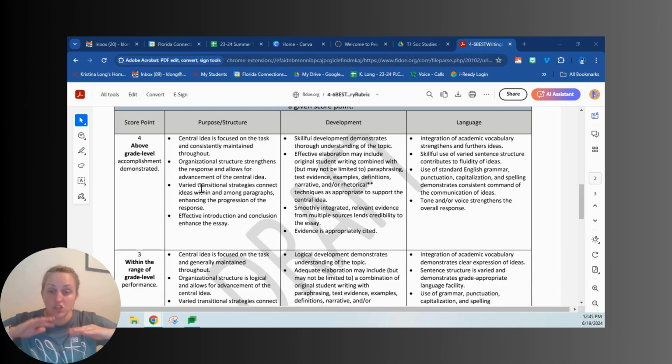Without the transition words, essays tend to be choppy, which is like a bumpy road, and you don't want your reader going through that as you're going down your essay. All right.